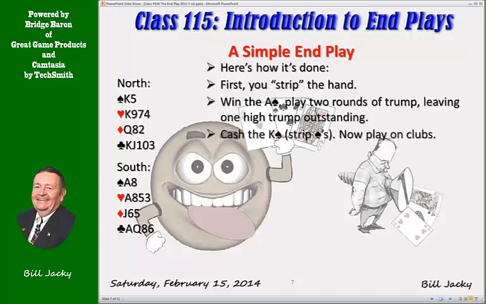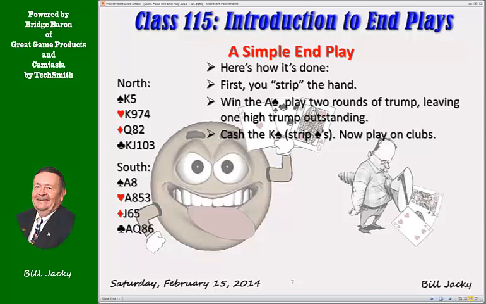Now we cash the king of spades. That strips both hands of spades, so that at this point, if the opponents were to lead a spade, you would get a trick you wouldn't otherwise get. It's called a ruff and a sluff, which we've covered several times. You would pitch a loser, a diamond in this case, on one hand, and ruff in the other.